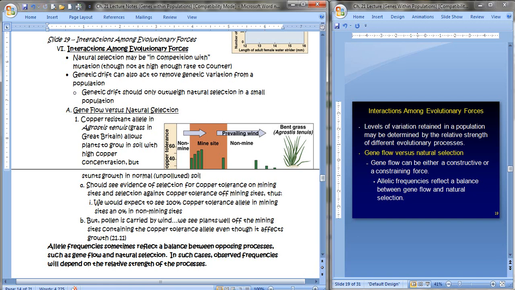A study was done looking at the copper resistance allele in a certain grass that grows in Great Britain. And this is showing us how natural selection and gene flow can kind of be in competition.